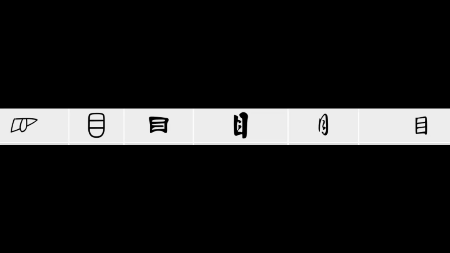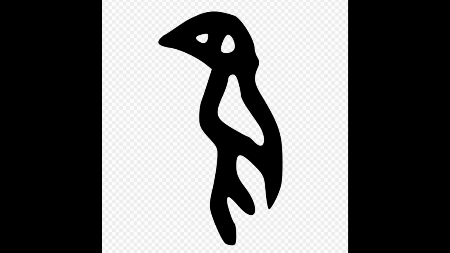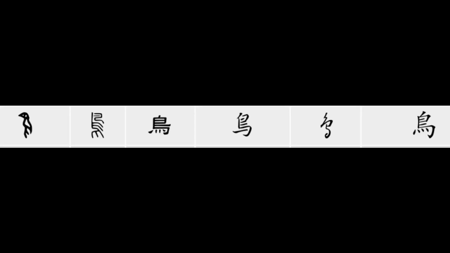Sometimes though, because of the evolution of the character, it's not immediately obvious what the pictograph is. For example, can you guess what this character is? Well, this character means bird and is pronounced niao. The original character looked like this, and then eventually it evolved into this. Also, sometimes the meaning of the character will differ slightly from the original.